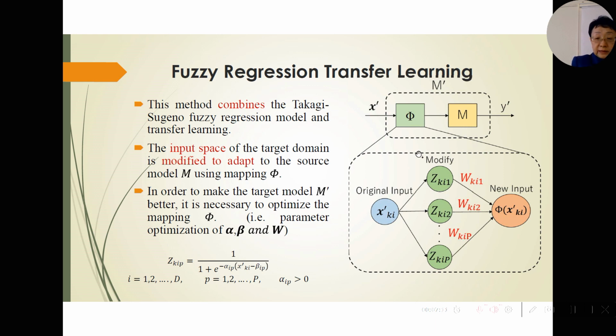It's necessary to modify the input space. In other words, the space of the target domain is modified to adapt to the source domain model M using mapping phi. In order to make the target model M dash better, it's necessary to optimize the mapping phi. That means parameters alpha, beta, and W.